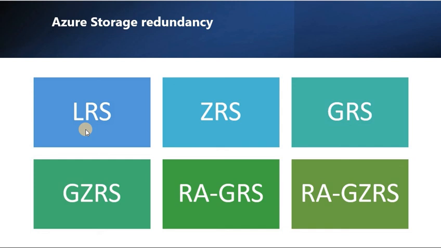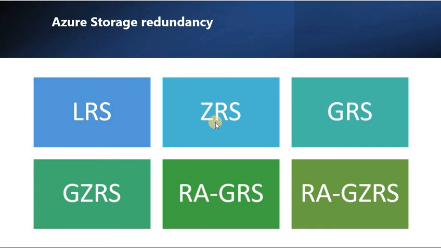If a disaster such as fire or flooding occurs within the data center, all replicas of a storage account using LRS may be lost or unrecoverable. So LRS is the least expensive replication and offers the least durability compared to the other options. It is not recommended for applications that require high availability or durability.